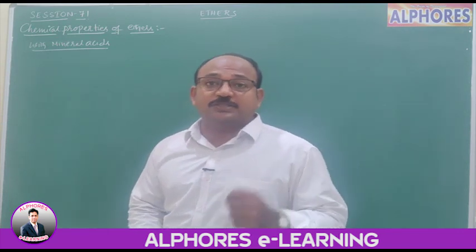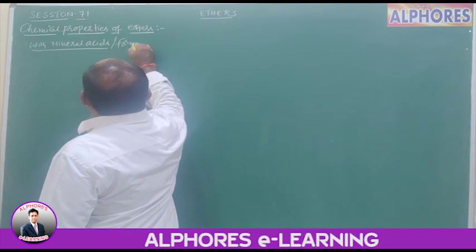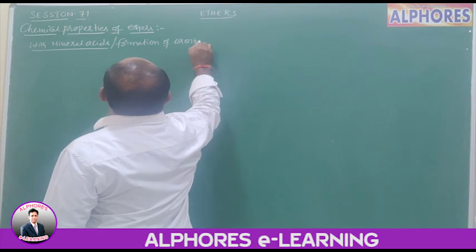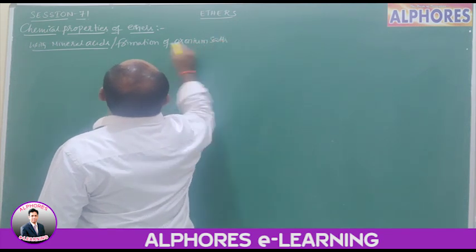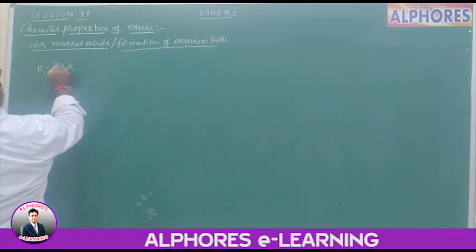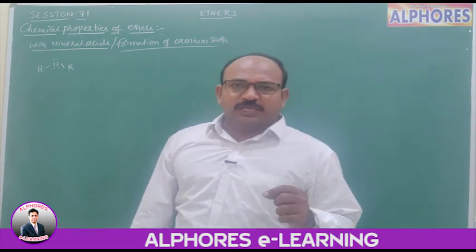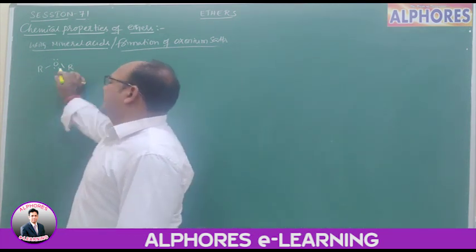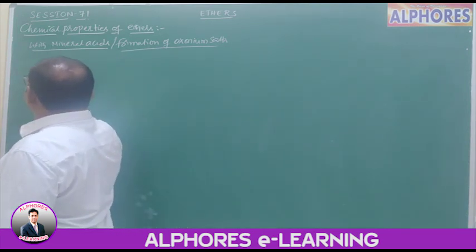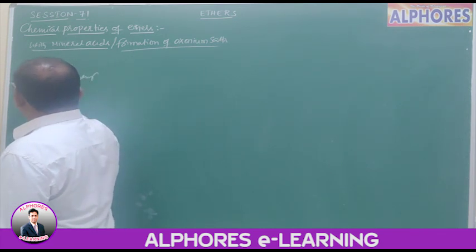Next one, reaction with mineral acids. Diethyl ether forms salts with mineral acids. Mineral acids means inorganic acids like HCl, H2SO4. With mineral acids, diethyl ether forms salts, and those salts we call oxonium salts. Formation of oxonium salts.